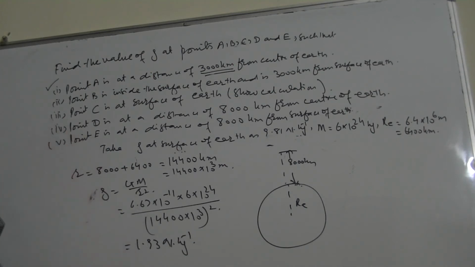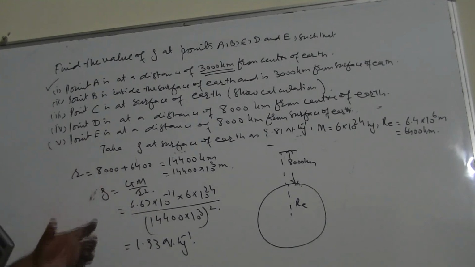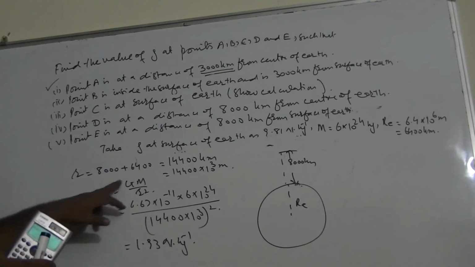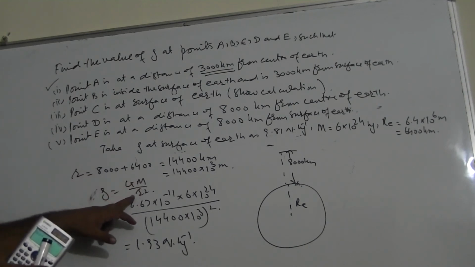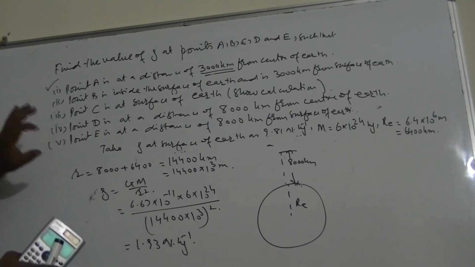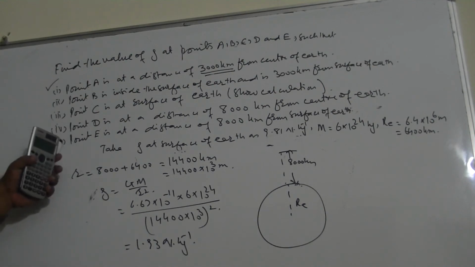So for all these cases, I'll again revise. When the point is inside the earth, use the ratio method, but the distance should be from the center of earth, and use the fact that at 6,400 kilometers the value of g is 9.81 newton per kg. But at the surface of the earth or outside the surface of the earth, always use the formula g is equal to GM upon R square. But R must be from the center of the earth. If the distance is given from the surface of the earth, then always add the radius of earth and then calculate. Examiners usually test here when they give a point outside the surface of the earth and give the distance from the surface. So this question is very much important.